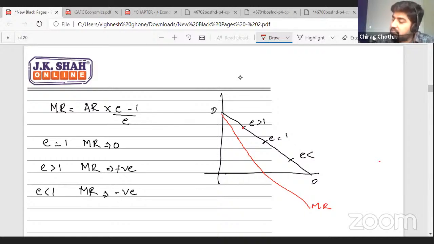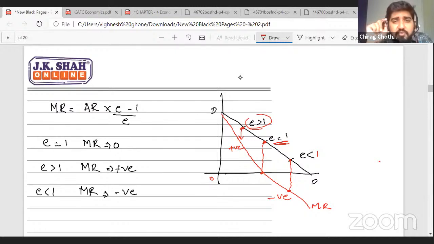Now when elasticity is greater than 1, look at this one. At this point my MR is still above the x-axis, it is positive. Yes or no? When elasticity is equal to 1, unitary elastic, at this point, look at my MR. MR is 0 here. Similarly, when elasticity is less than 1, look at my MR. At this point MR is negative. So the same thing we have seen in the formula, I'm showing you in the diagram as well. This is very conceptual, okay? I hope everyone is getting this, guys.